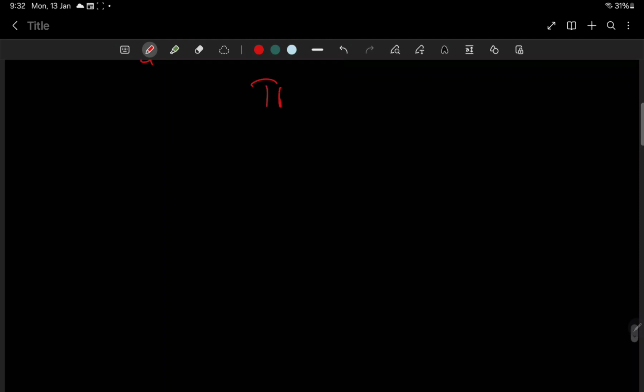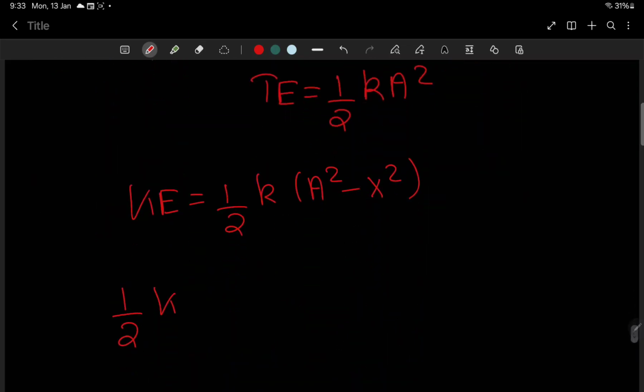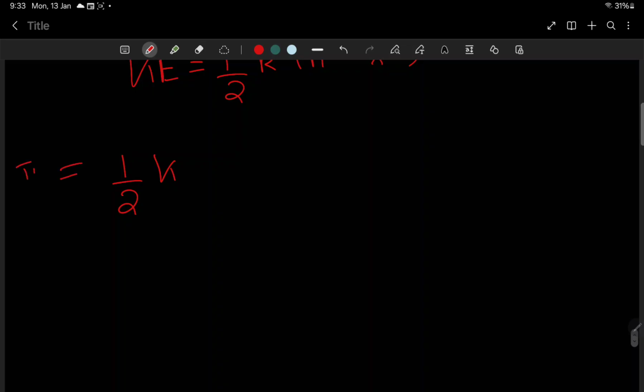You know that total energy in a simple harmonic motion is what? Half K A square. And kinetic energy is equal to what? It is half K (A square minus X square). Okay, these are the two formulas. Now just divide it. That is total energy to kinetic energy, right? TE by KE.